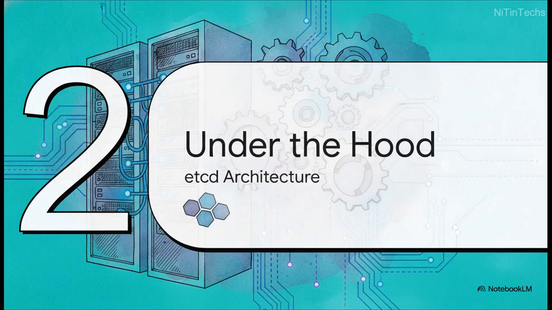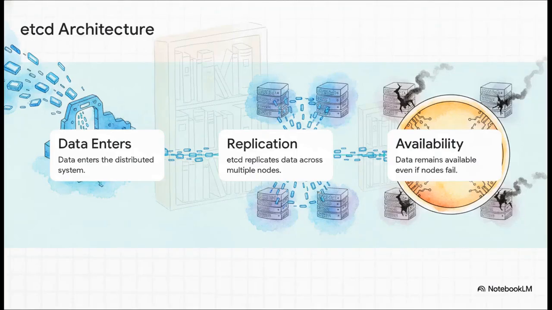Moving right along to Section 2, architecture under the hood. Let's actually see this fault tolerance in action. When data enters your system, it doesn't just sit on one vulnerable machine. No way. Instead, etcd immediately replicates that data across multiple nodes. Think back to our librarians for a second. If one of them calls in sick, the library doesn't shut down because the others have the exact same catalog. Because the data is replicated, it remains highly available. So even if several nodes crash entirely, your system stays online and your data is absolutely safe.